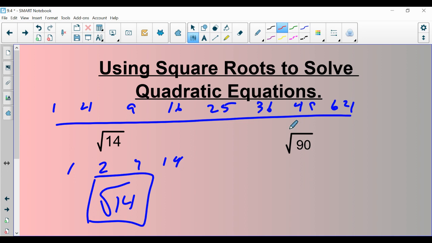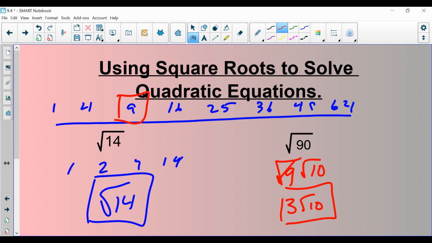What about the square root of 90? Well, which of these numbers are factors of 90? Hopefully you're coming up with 9. So you'd rewrite the square root of 90 as the square root of 9 times the square root of 10. The square root of 9 can be taken. The square root of 9 is 3, and we end up with 3 root 10.